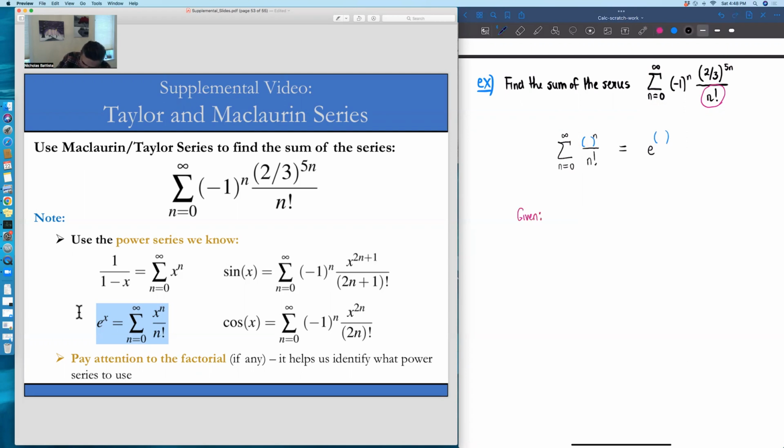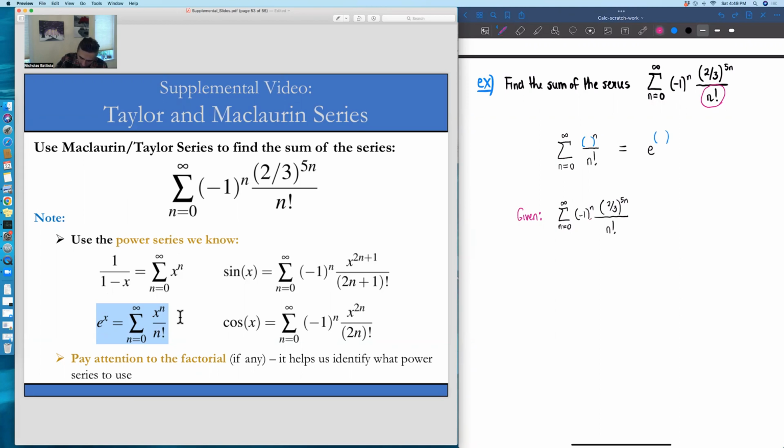So we're given the series from n equals 0 to infinity of (-1)^n times (2/3)^(5n), all over n factorial. And now a couple things to highlight. In the exponential function's power series, or Maclaurin series, we want a variable raised to the nth power, just like we see on the left-hand side here. So let's do that algebra.